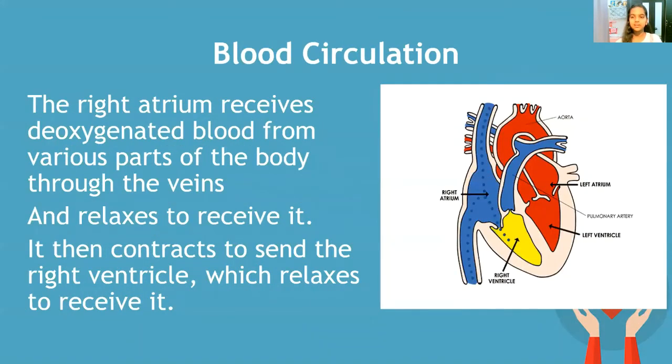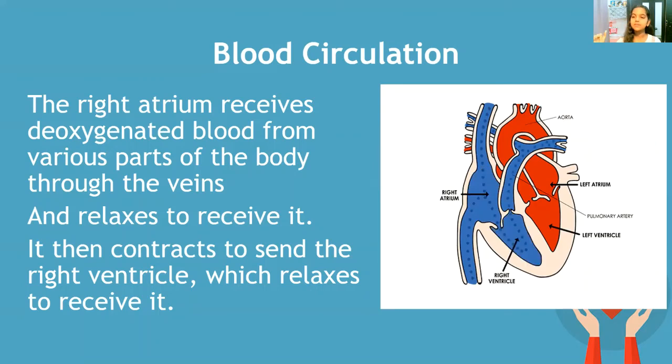Now coming to the circulation. The deoxygenated blood, or the carbon dioxide rich blood, enters the right atrium through the veins, and the right atrium relaxes to receive it. Once it receives it, it contracts and sends the blood into the right ventricle. Once the right ventricle receives it, it contracts and pushes the blood into the pulmonary artery.